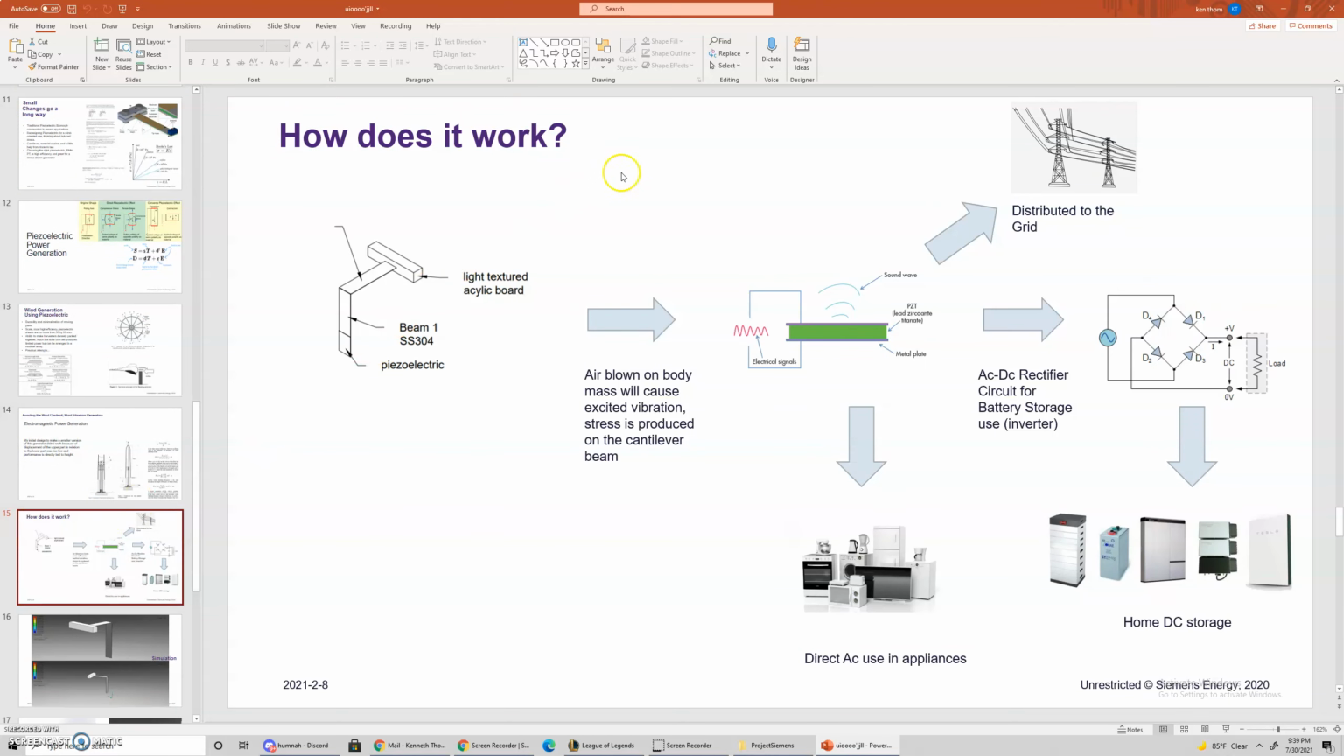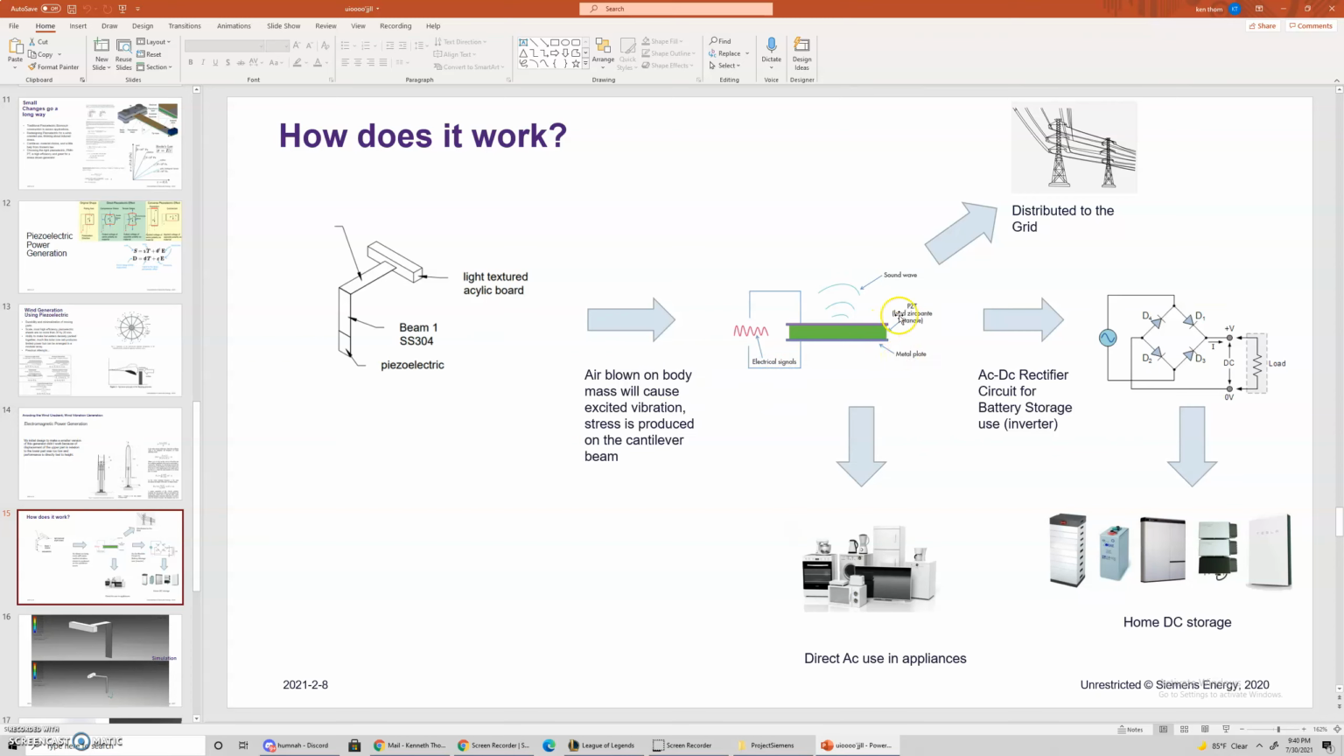A brief rundown of how this works: wind is blown on the body mass. The body mass is then excited and will move rapidly up and down, causing the auxiliary beam right here to bend rapidly. This will then induce stress upon the main beam. The mechanical stress on the main beam is applied then to the piezoelectric. The piezoelectric, through its crystalline effect, will generate AC electrical energy.